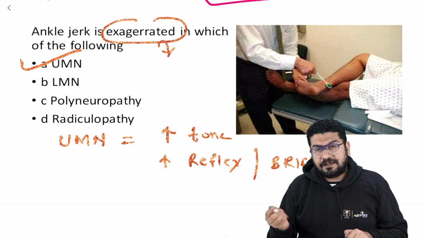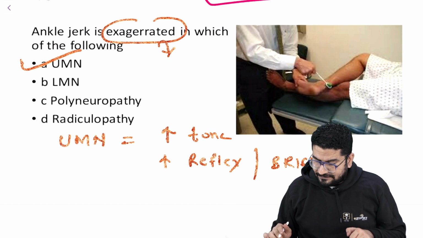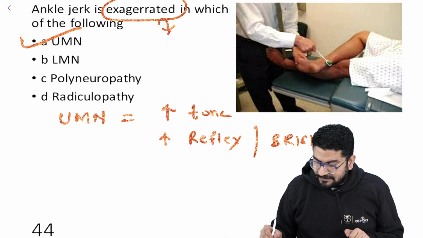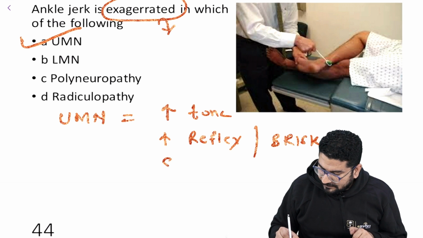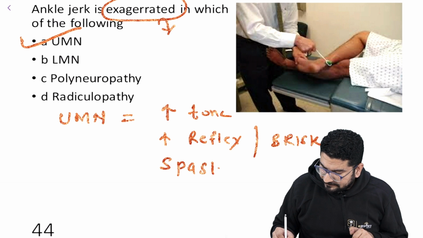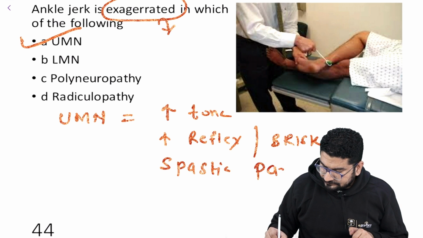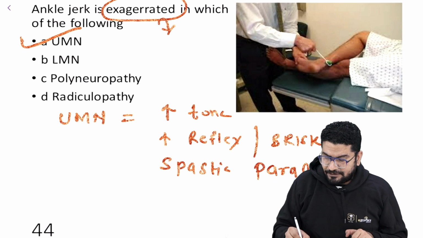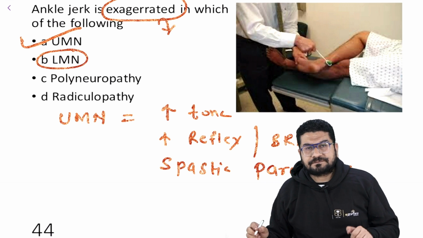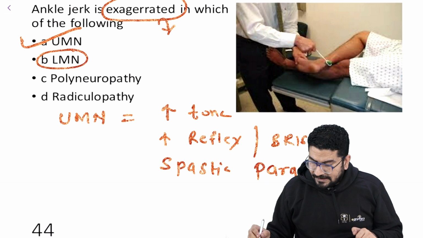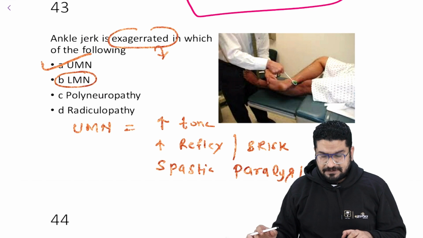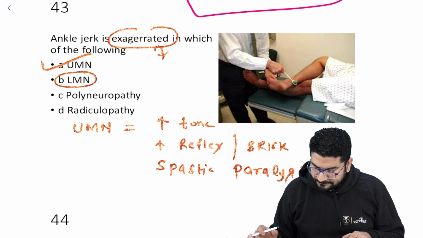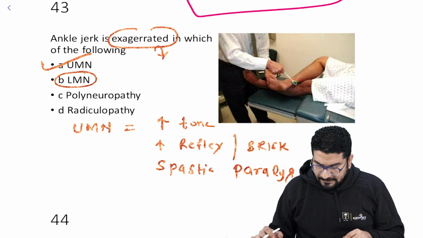Right, so there can be ankle clonus, that is a type of exaggerated reflex. So you can see tone is increased, reflex is increased, and the type of paralysis that we see in UMN lesion will be spastic paralysis. On the other hand, in lower motor neuron lesion, you will see hypotonia, areflexia and flaccid type of paralysis. So the answer for this question will be UMN lesion. Clear? Am I clear? So understand this.